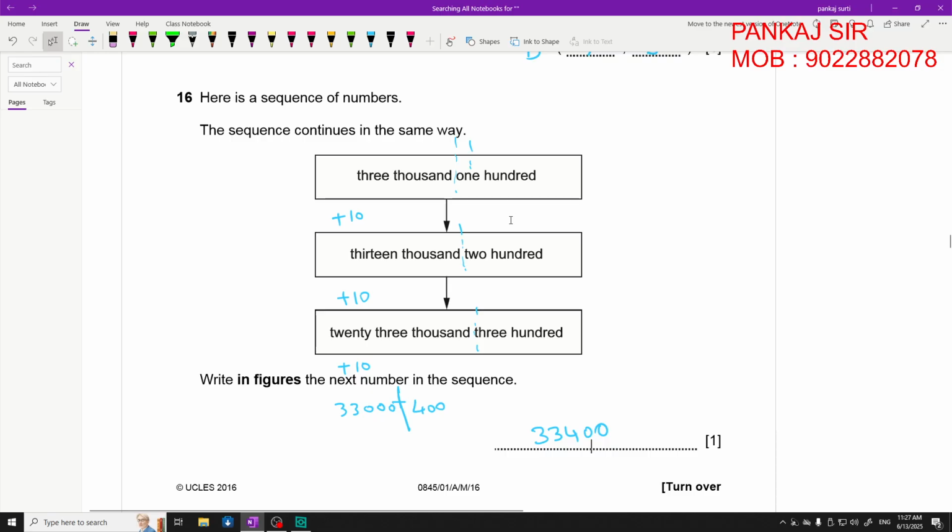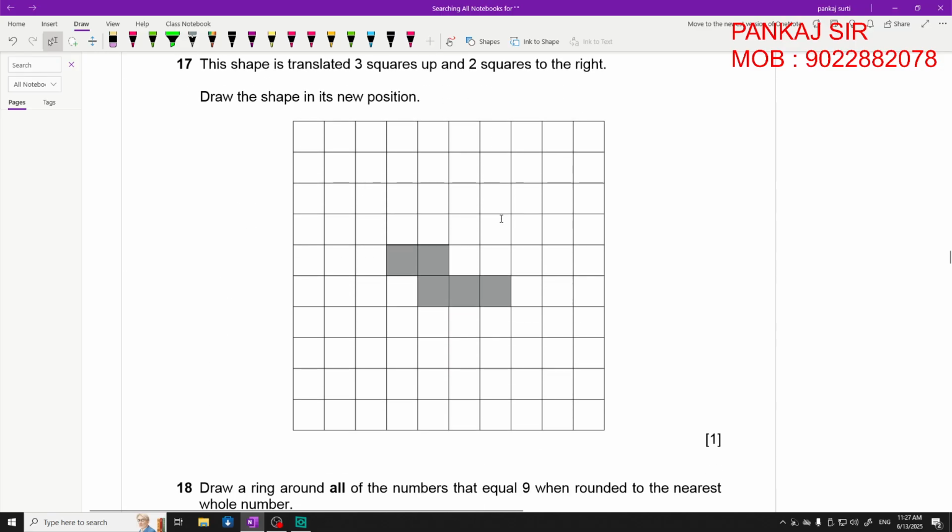Okay. Next is, this shape is translated 3 squares up and 2 squares to the right. So draw the shape to its new position. Okay, so this is a shape you can see over here. So you just take each and every corner point of this shape, and try to move these corner points 3 squares up and 2 squares to the right. So first I'll try with this corner number 1. So I'll move it 3 squares up. So this will be 1, 2, 3, and 2 squares to the right. So 1 and 2.